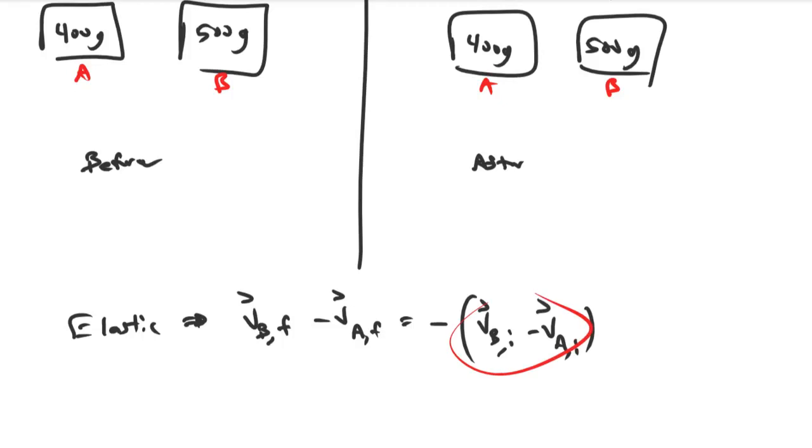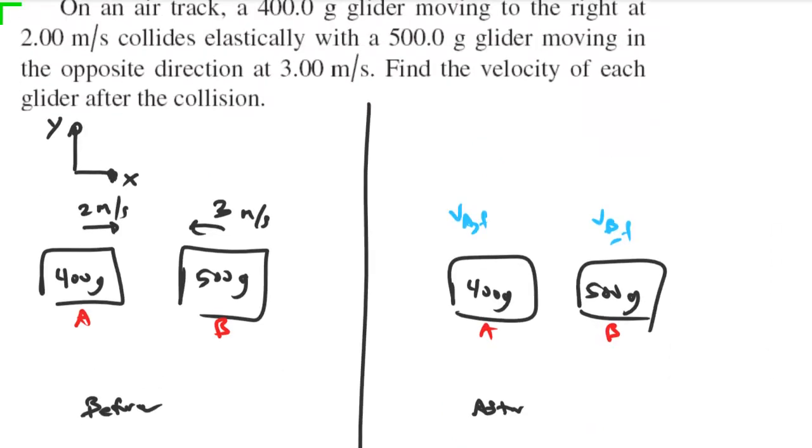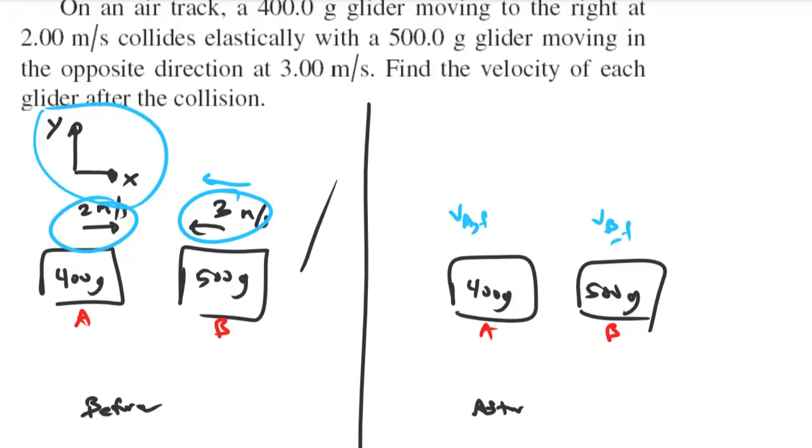And so we can plug this in, and we get VB final minus VA final is equal to negative VB initial, VA initial. Now it was moving at a magnitude of 3 meters per second, but based on my coordinate system, which we established here, we have to be careful with our sign convention. This is negative 3, and VA initial is positive 2, right?